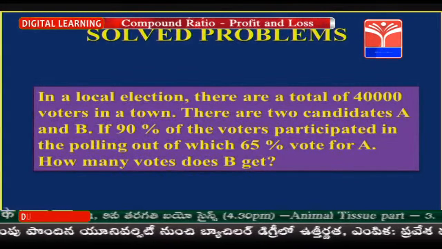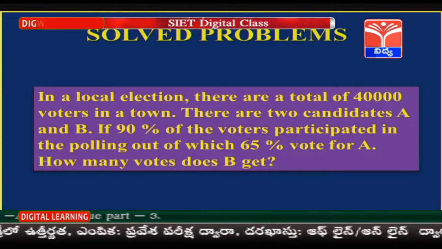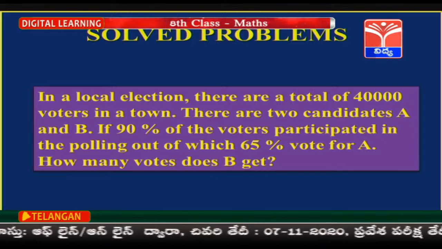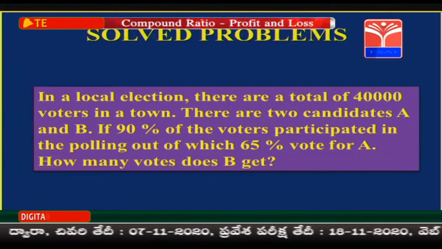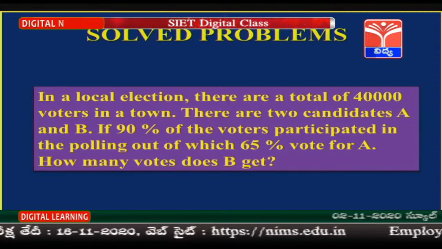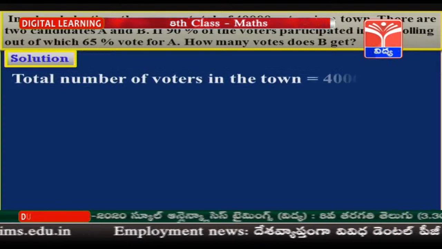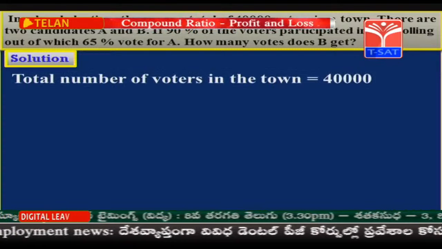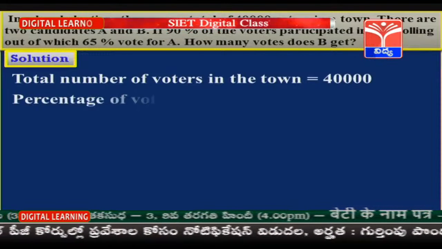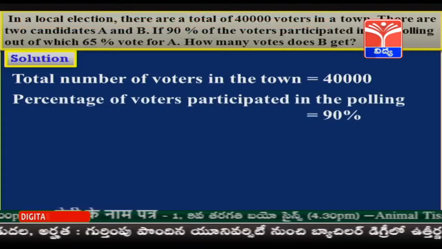In a local election, there are a total of 40,000 voters in a town. There are two candidates, A and B. If 90% of the voters participated in the polling, out of which 65% vote for A, how many votes does B get? Here there are altogether 40,000 voters in the town. Out of this 40,000, how many have participated in the voting? Yes, there are only 90% have participated in the polling.